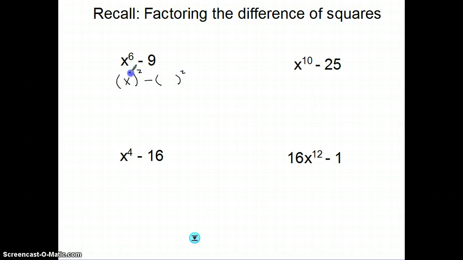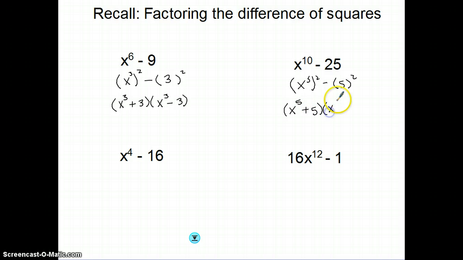difference of squares. For x to the 6th, I may rewrite it as x to the 3rd raised to the 2nd, and 9 I may rewrite as 3 to the 2nd. My bases are x to the 3rd and 3, so I add them and subtract them, and this is factored form. To the right, I may rewrite x to the 10th as x to the 5th to the 2nd power, minus 5 to the 2nd power. My two bases are x to the 5th and 5, so I add them and I subtract them.